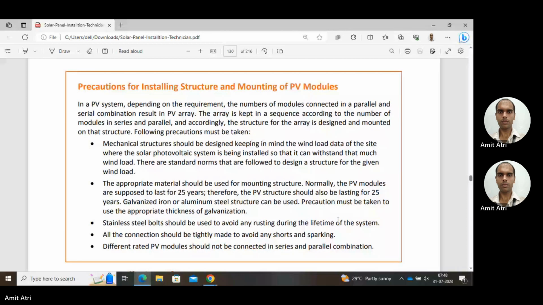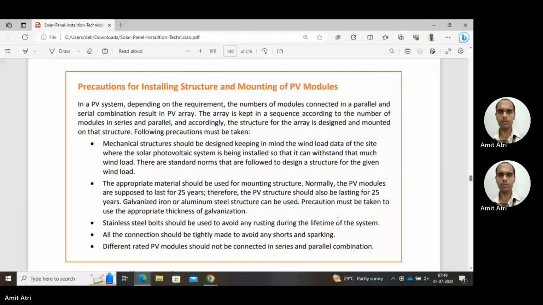Next, the appropriate material should be used for the mounting structure. Why should we select the appropriate material? Because there are unfavorable environmental conditions. Rain is there, water is there, so that could cause corrosion. To prevent that corrosion, we should be using a material which does not corrode, no rusting, like galvanized iron, aluminum, steel. This has to be lasting. The system is expected to work for 25 years. So we have to select such type of material that will also last for 25 years.